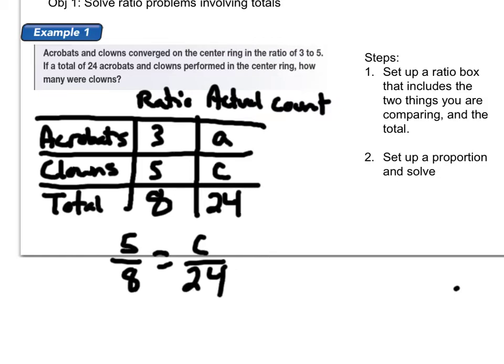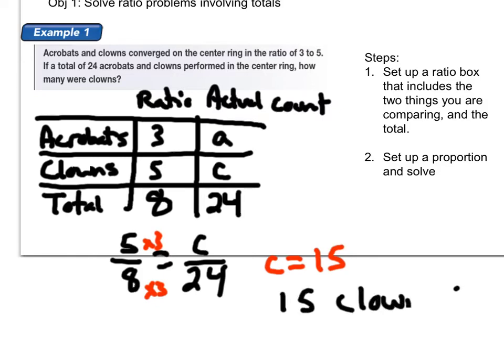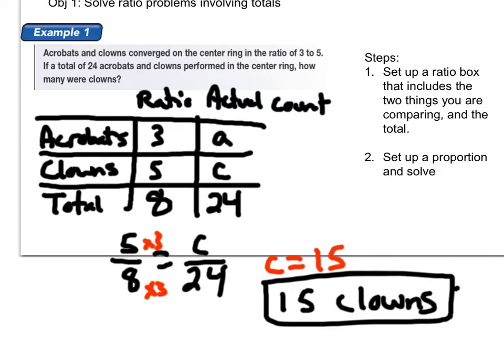Okay, now we're going to solve the proportion. This one is one of those easy ones to solve because I know that 8 times 3 gives me 24. So I need to take 5 times 3 to get the number of clowns, and we get C is equal to 15. And so the answer is 15 clowns. So we have 15 clowns total if the ratio is 3 to 5.